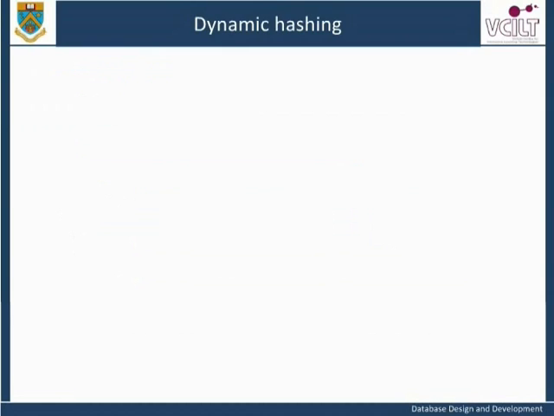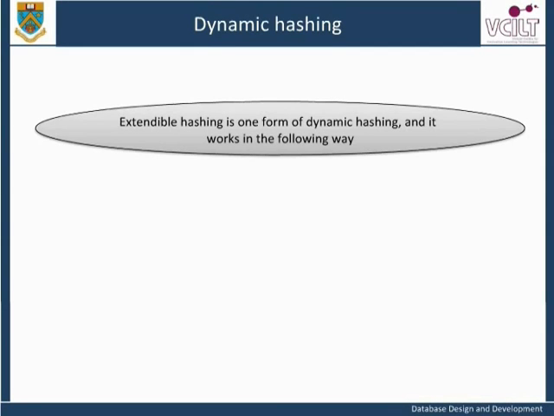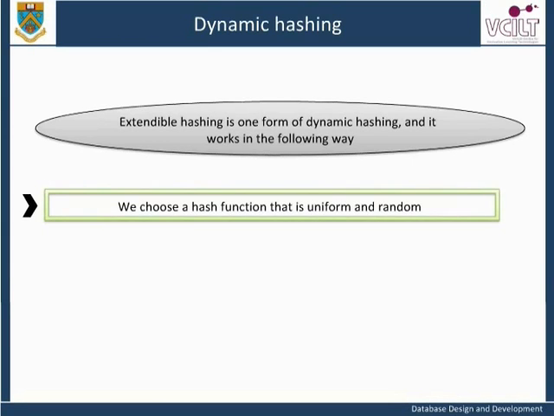Some hashing techniques allow the hash function to be modified dynamically to accommodate the growth or shrinking of the database. These are called dynamic hash functions. Extendable hashing is one form of dynamic hashing, and it works in the following way. We choose a hash function that is uniform and random. It generates values over a relatively large range.